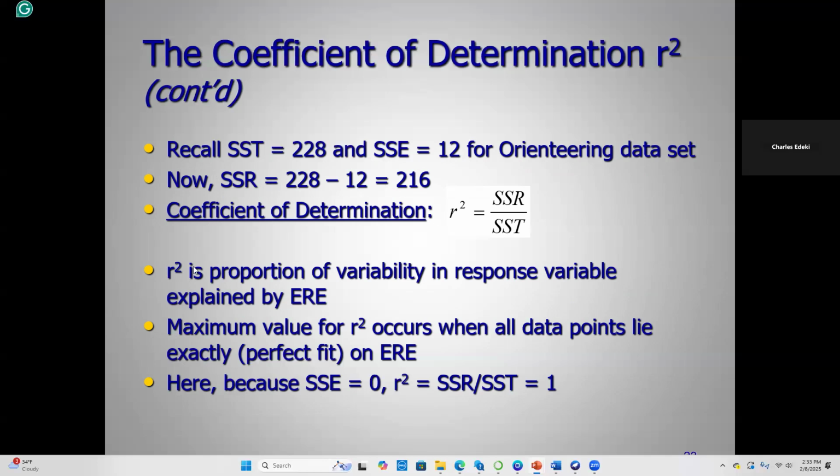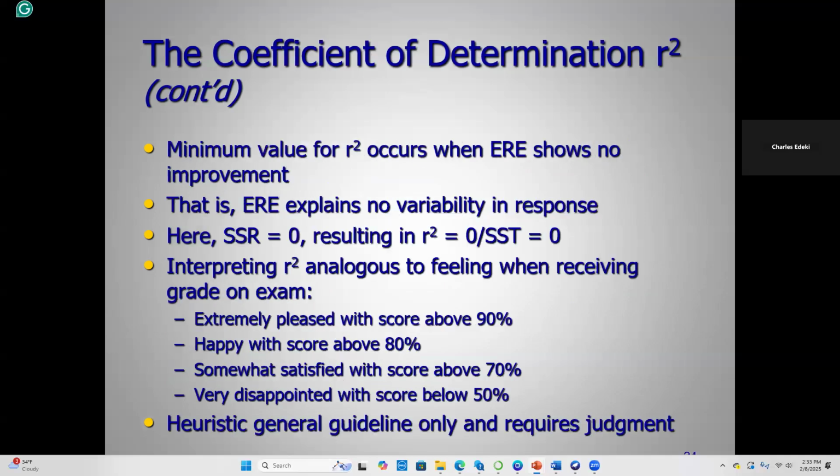Yeah, so here they gave us the meaning, where R square is the proportion of variability in the response variable explained by the independent data. Perfect. If SSE is 0, then R of course will be 1 and R square will be 1 also. The minimum value of R square occurs when the regression shows no improvement.